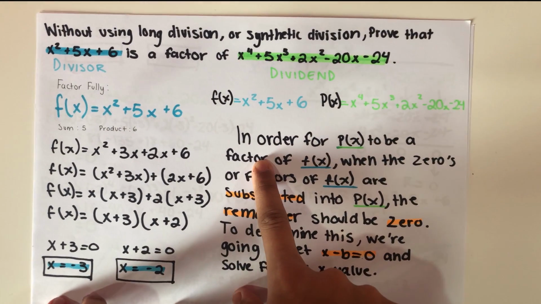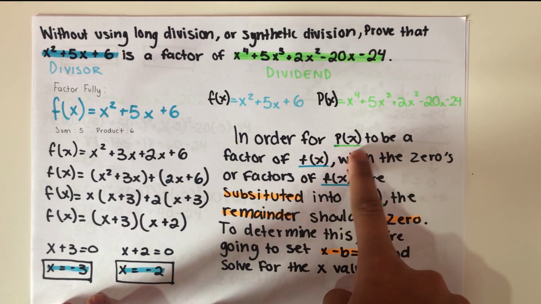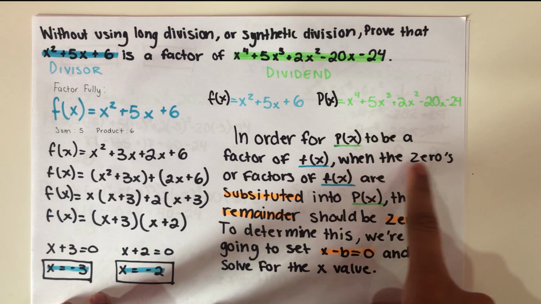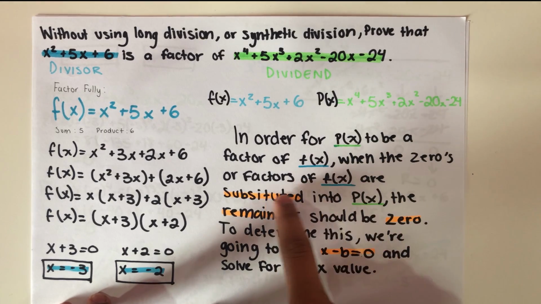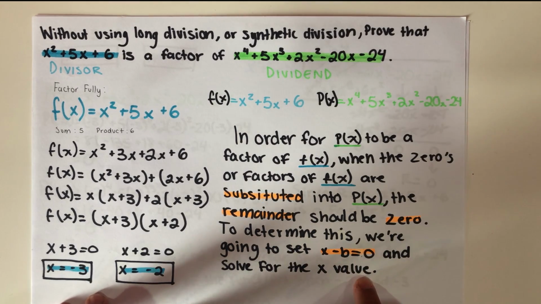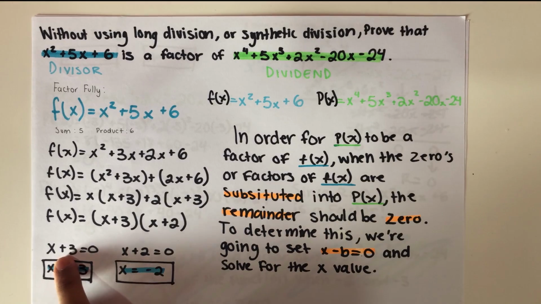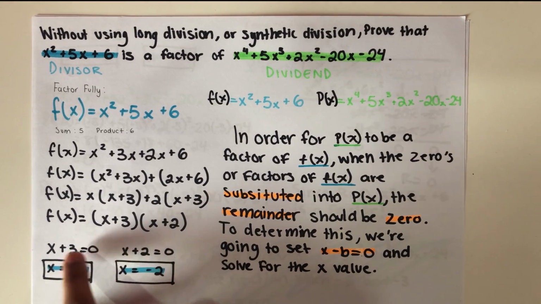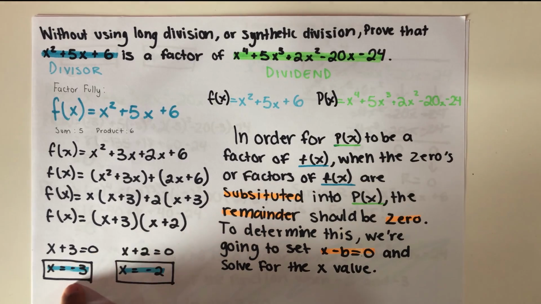Now if we were to look over here, it says that in order for p of x to be a factor of f of x, when the zeros or factors of f of x are substituted into p of x, the remainder should be 0. To determine this, we're going to set x plus b equal to 0 and solve for the x value. And so that's done over here. So we have x plus 3 is equal to 0. Now we're going to bring the 3 over to the other side, which becomes negative. And so as you can see, it turns negative over here.